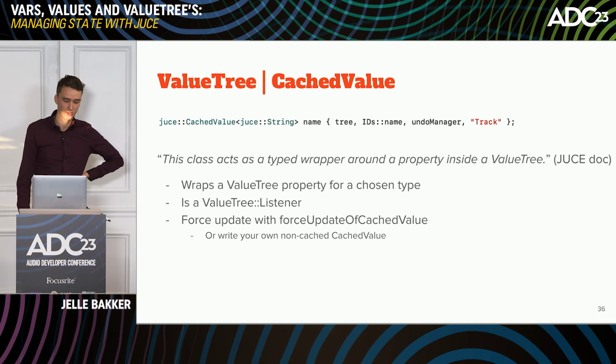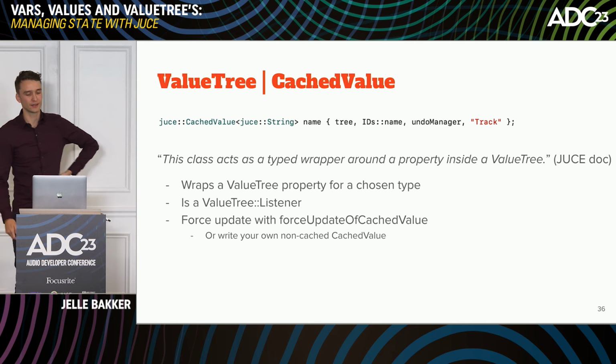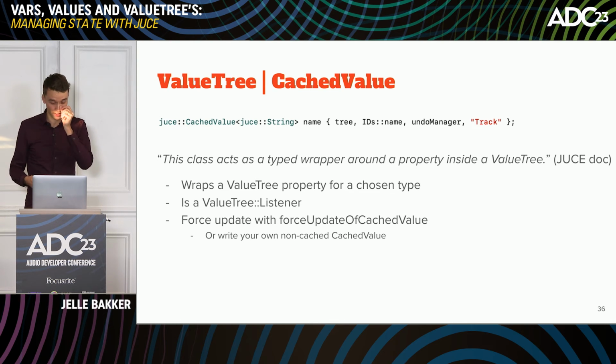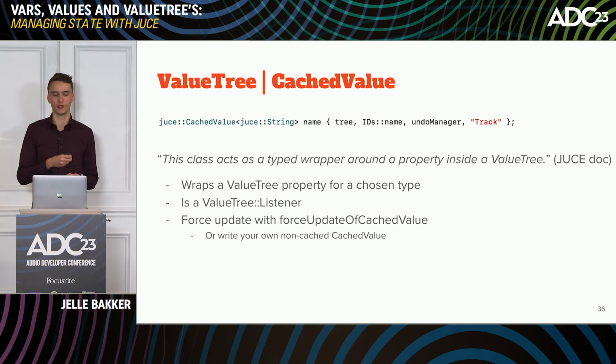That is, you could write your own non-cached value that is still doing the type wrapping, but it's not caching it. And I've done this myself for free projects because I didn't really need the performance benefit of the caching. I just wanted to have the easy conversion and the compile time checking of types. This can be a useful approach.